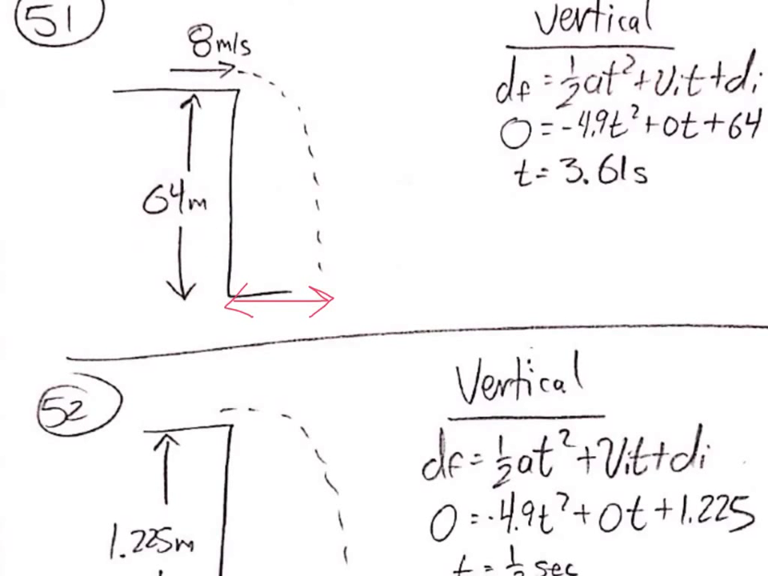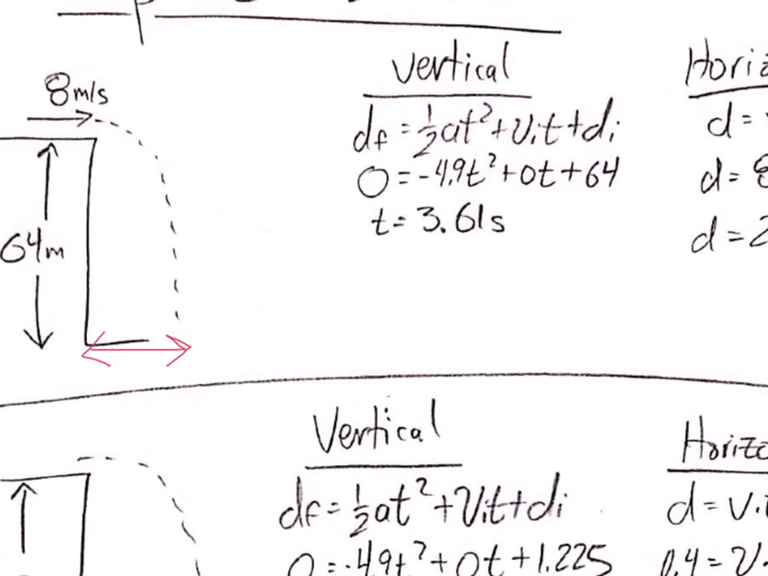Okay, for most of these questions, the first step is to figure out how long the object is in the air. So we're going to use our vertical information and solve for time. That's usually the first step because that's our limiting factor. If the object were in the air for a longer period of time, it would go farther. So the 8 meters per second, being a horizontal velocity, does not play a role in its vertical motion. It is essentially dropped in the vertical direction from a height of 64 meters.